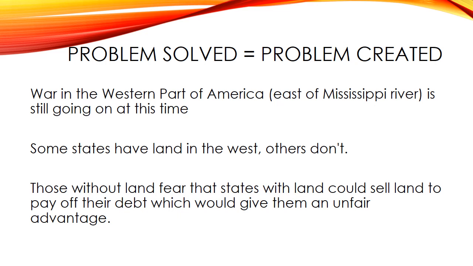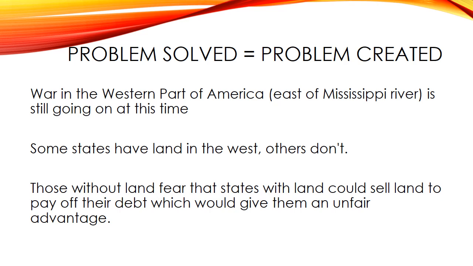So the states without that land, they were afraid. At the end of the war, we had to pay off a debt. And all of a sudden, every state has to have an individual debt. And they're thinking, oh my gosh, we have no land to sell to pay off our debt. What are we going to do? And they thought it was an unfair advantage for those other states that have all that land.